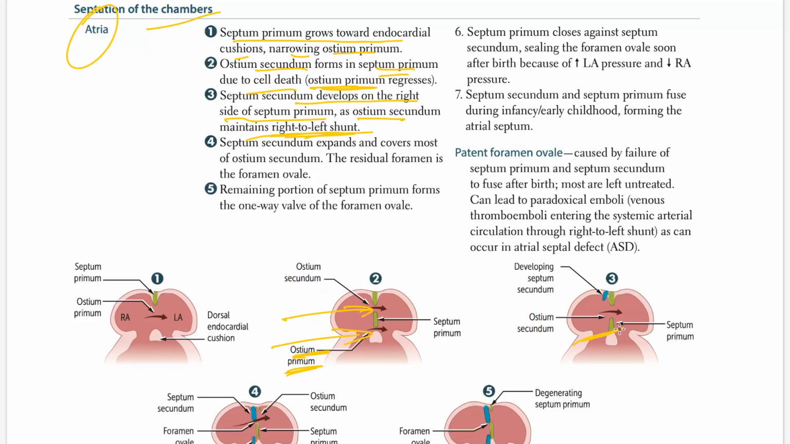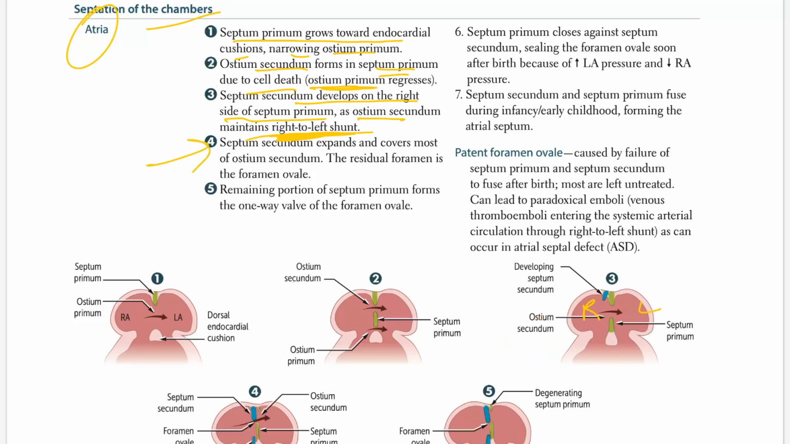So if you look here, the ostium primum, which was here, has been closed. So we have no more ostium primum. All we are dealing with now at this stage is this opening. We will be trying to close this with a new septum. We called it septum secundum. So this one is going to go down and try to close this. But the ostium secundum is the one giving us, at this point, a right to left shunt, right?